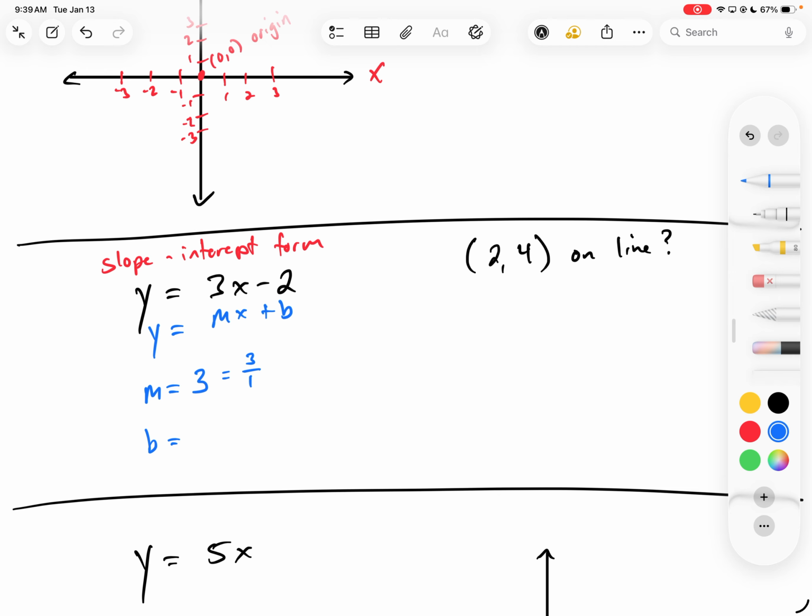So 3, you could rewrite that as 3 over 1 to make it a fraction. So you have rise over run. This is positive, so I go up 3, and the bottom number tells me how much I go to the right. I go right 1. And then my y-intercept is at negative 2. This is technically the point 0, negative 2. That's my starting point. If I was graphing this right now, that's where I would start.